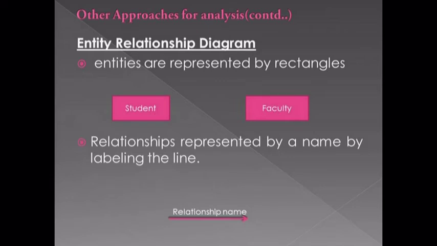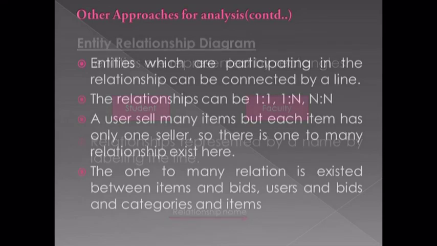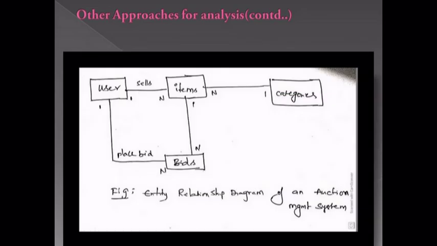If there is a line between two boxes, then a relationship exists between the two entities. The relationship is given a name by labeling the line. There are several relationships available: one to one, one to many, and many to many. If you observe the diagram, it is an auction management system ER diagram. Here the entities are users, items, categories and bids. Relationships also exist between the entities, like a one-to-many relationship.